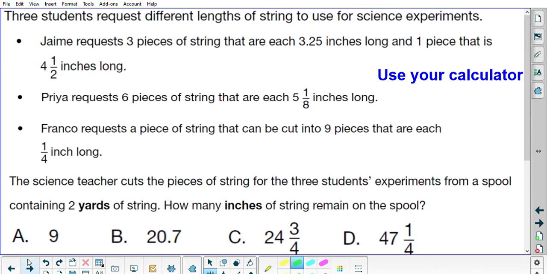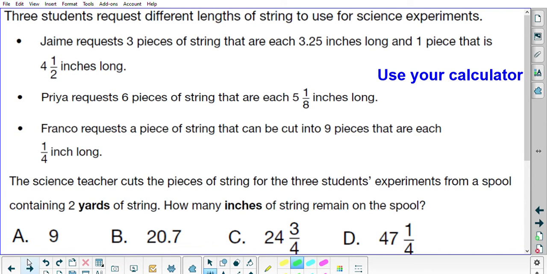All right, now we have a more interesting word problem. And it also deals with fractions, mixed numbers. Even a decimal was thrown into this. You will be allowed to use your calculator on this problem. So hopefully you remember how to use the fraction and mixed number key.